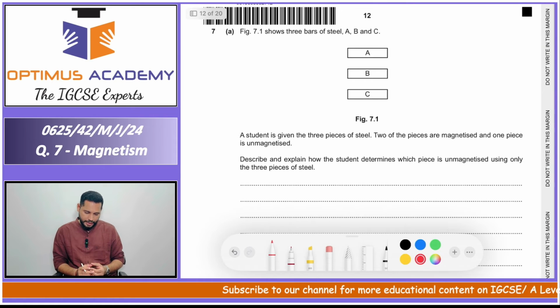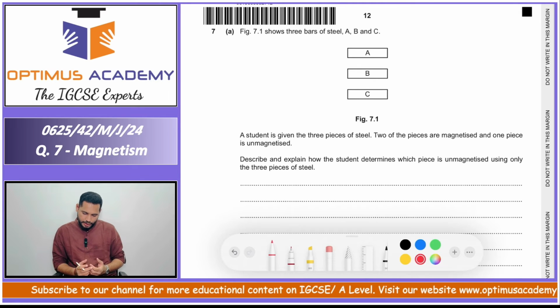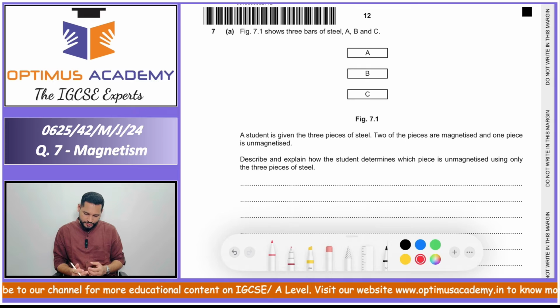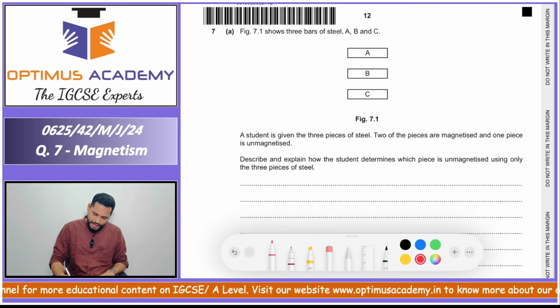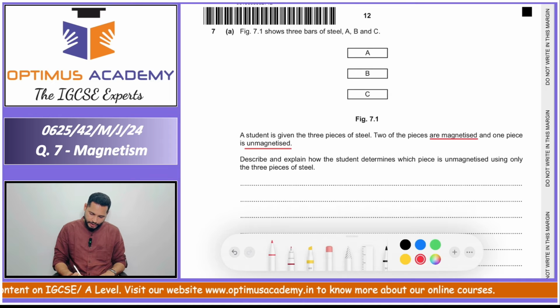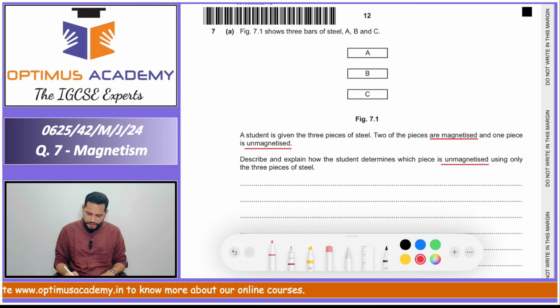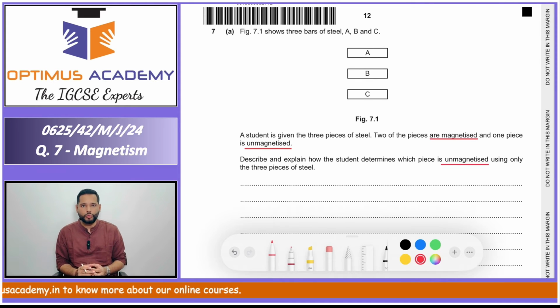Question 7a says that figure 7.1 shows 3 bars of steel A, B and C. A student is given 3 pieces of steel. 2 of the pieces are magnetized and 1 piece is unmagnetized. Describe and explain how the student determines which piece is unmagnetized using only the 3 pieces of steel. Now here we need to know one property of the magnets. We say that repulsion is a sure test of magnetism.